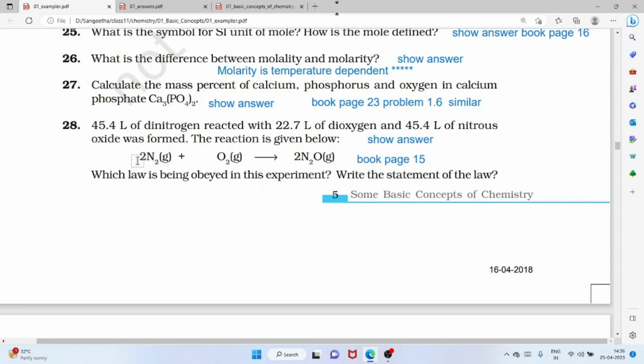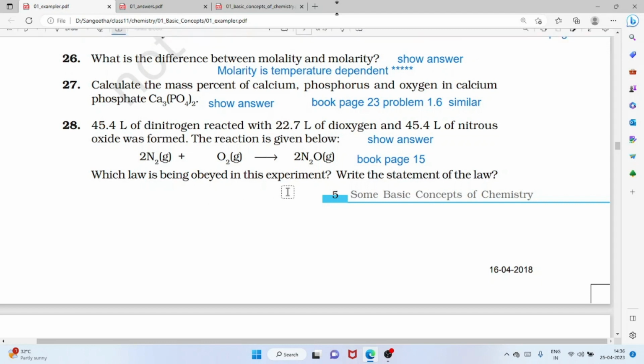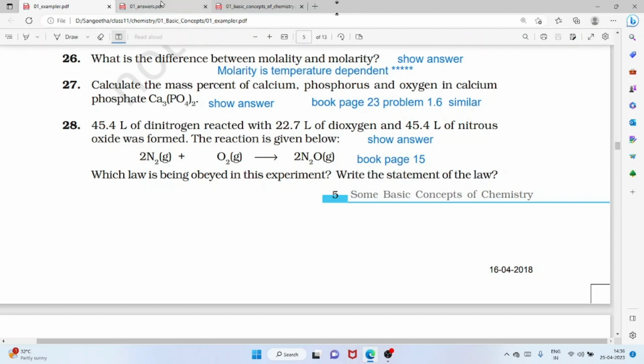0.45 liter of dinitrogen reacts with the reagent, what is formed, the reaction is given. Okay, which law is being obeyed in this experiment? Write the statement of the law. 28.